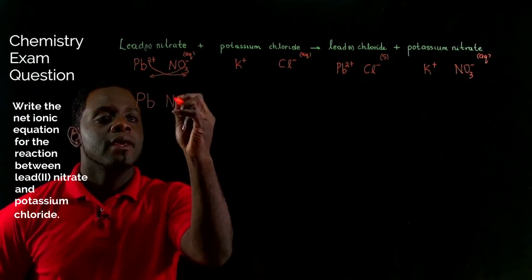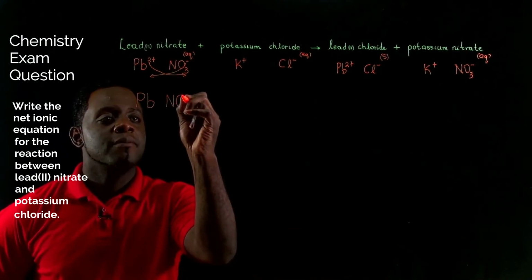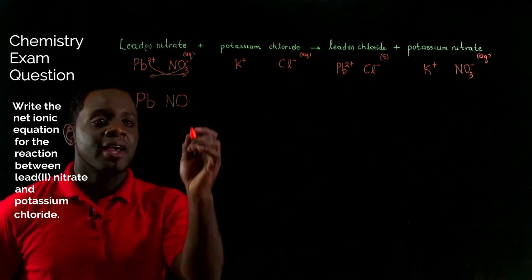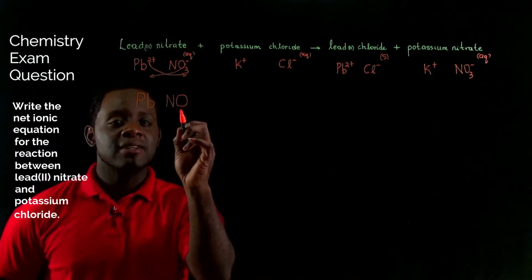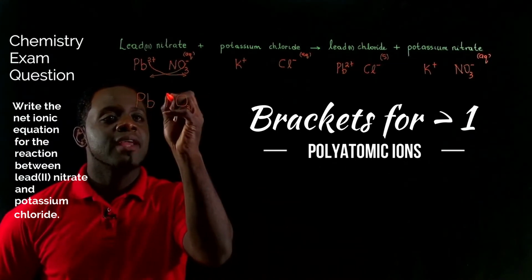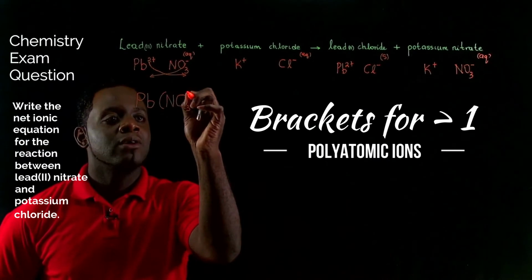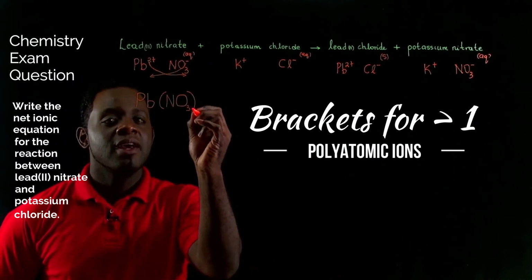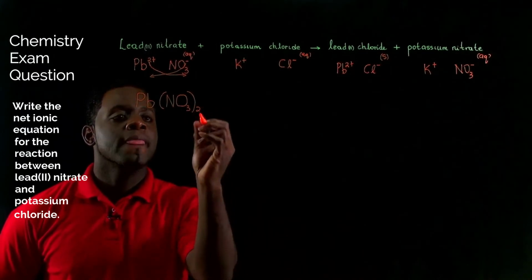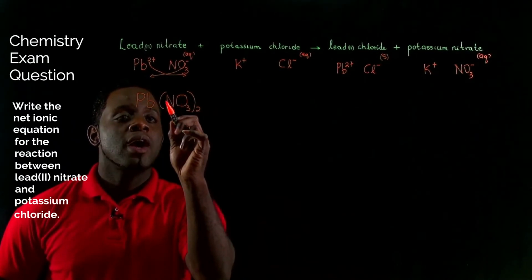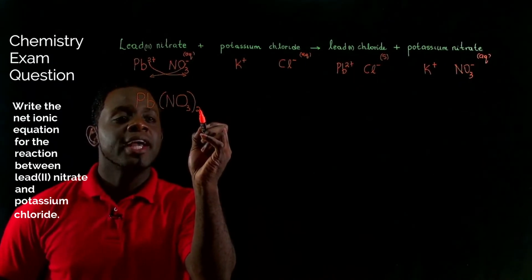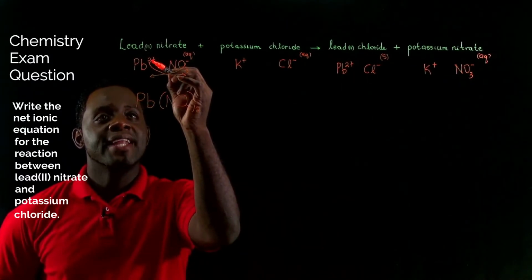Now, because we have more than 1 atom, a polyatomic anion, right? More than 1 atom in the anion, we need to put a bracket around the polyatomic anion and then the 2 subscript to show that there are 2 of the anions in the compound, and the 2, remember, it is coming from the lead here.